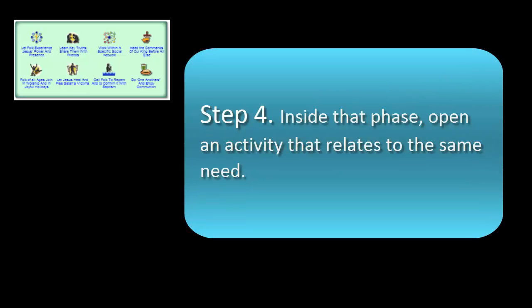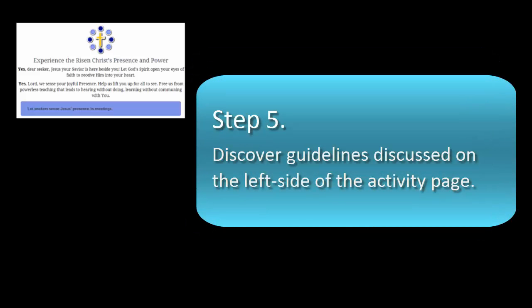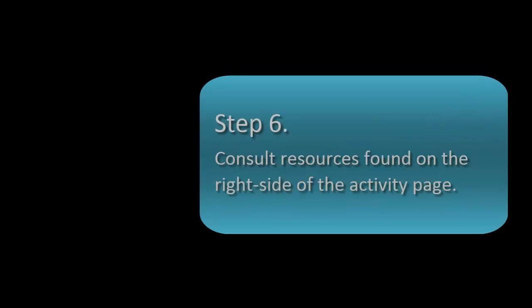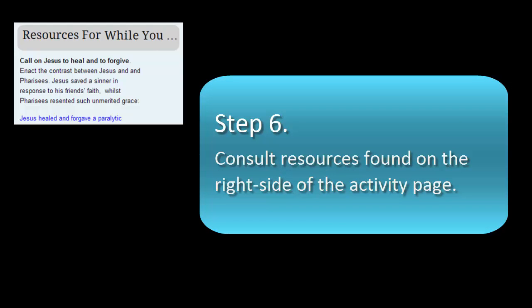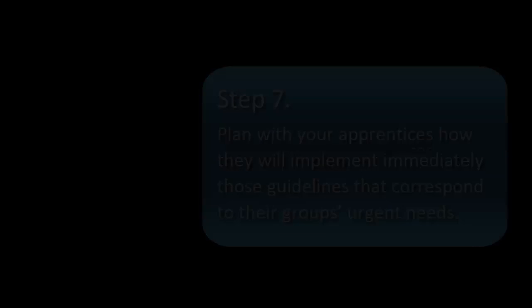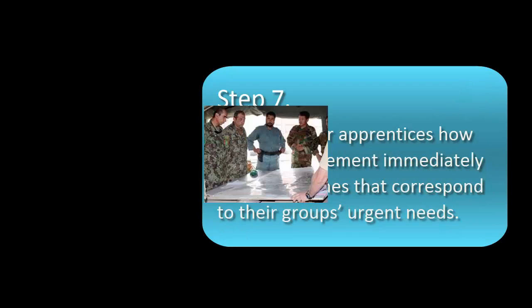Step 4. Inside that phase, open an activity that relates to the same need. Step 5. Discover guidelines discussed on the left side of the activity page. Step 6. Consult resources found on the right side of the activity page. Step 7. Plan with your apprentices how they will implement immediately those guidelines that correspond to their group's urgent needs.